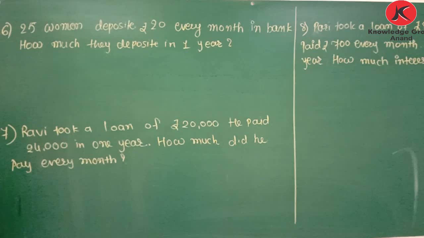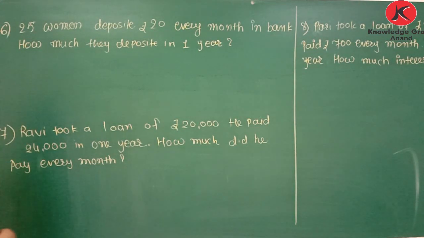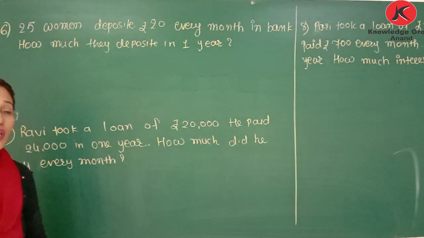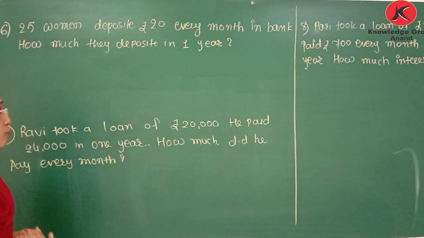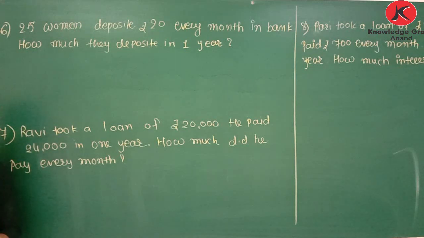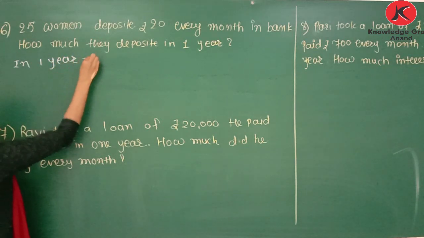Now next one: 25 women deposit 20 rupees every month in a bank. How much do they deposit in 1 year? Okay, how much rupees is deposited every month? 20. You need to find the deposit in 1 year. Now how many months are there in 1 year? 12 months. So we can write in 1 year, 12 months.